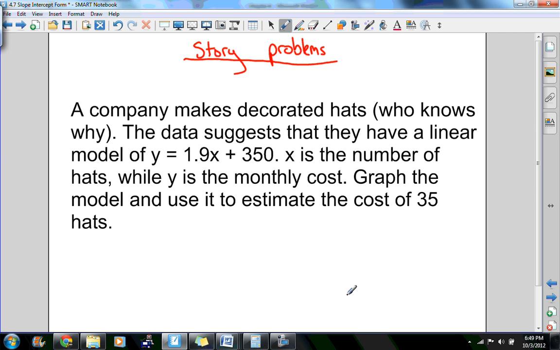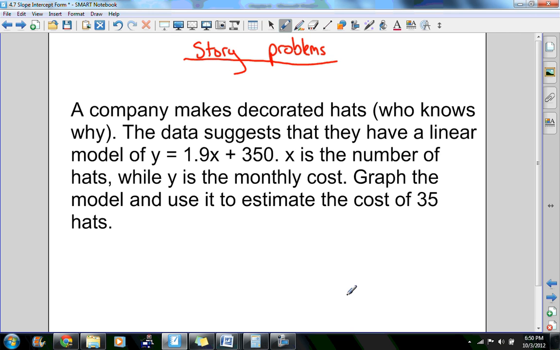Quick story problem. A company makes decorated hats. No one knows why they would do that, but they do. They decide they can make money, and the data suggests that they have a linear model of y equals 1.9x plus 350. x is the number of hats, while y is the monthly cost. Graph the model and use it to estimate the cost of 35 hats. Well, you don't have to graph it, and I'm not going to require you to, but I do want you to use this model to estimate the cost of the hats.